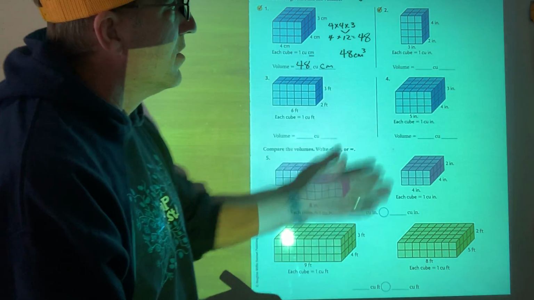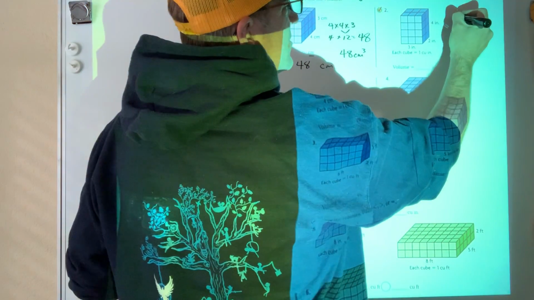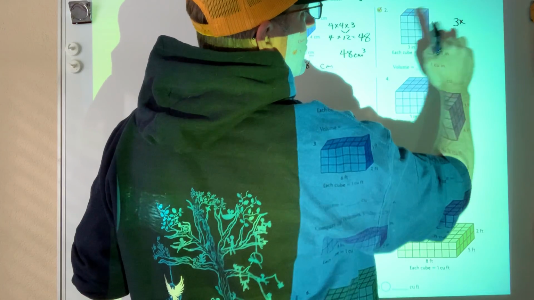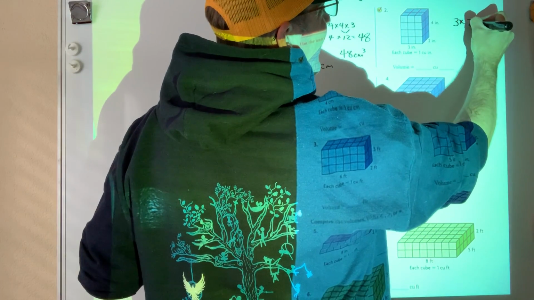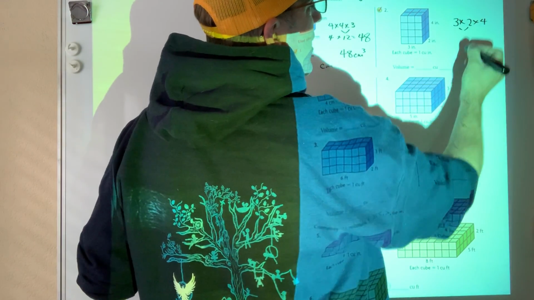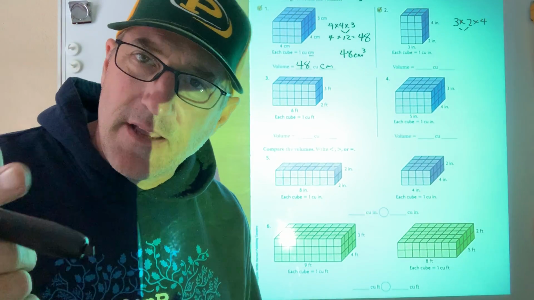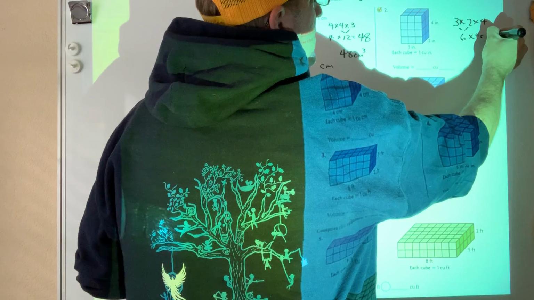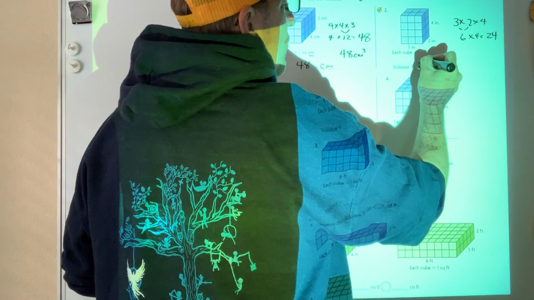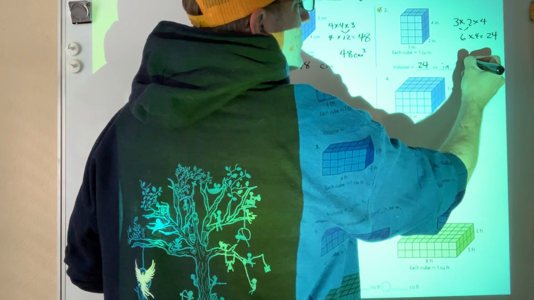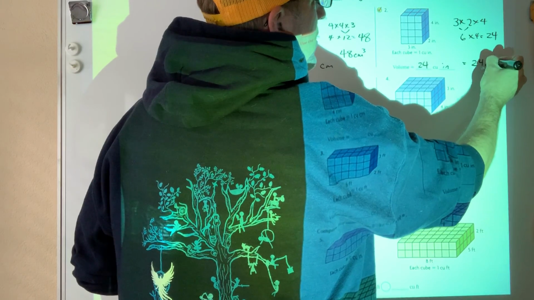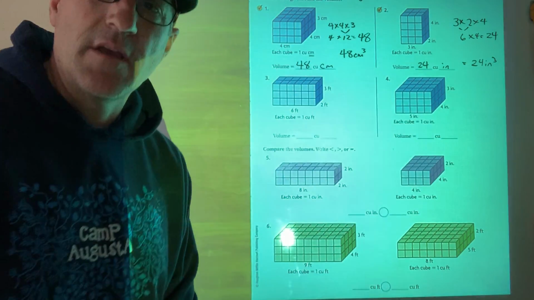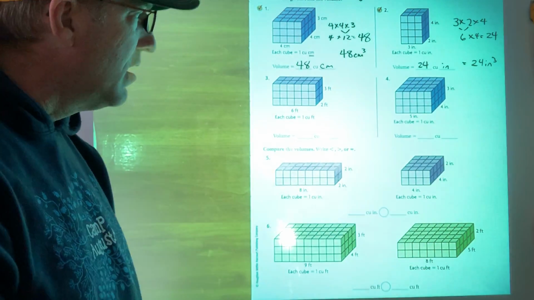Let's take a look at another one. It's 3, 2, and 4, right? So 3 times 2 times 4. All right. Multiply 3 times 2. That's an easy one, right? 6. So 6 times 4 is 24. So I have 24 cubic inches, which equals 24 inches cubed. Okay, easy peasy. Try another one.